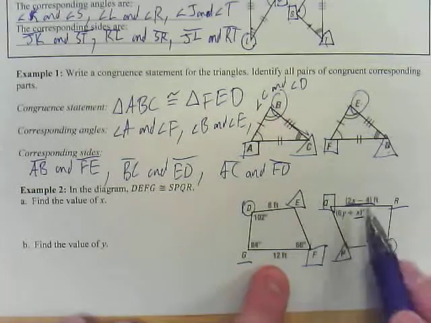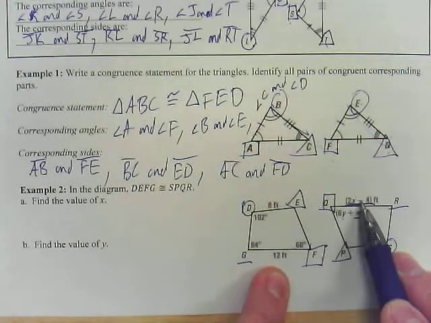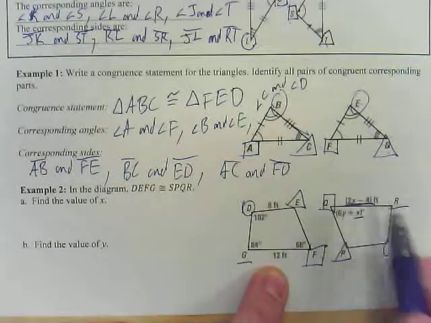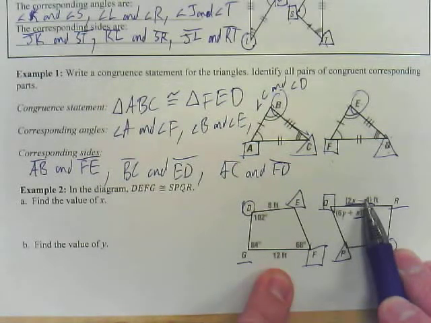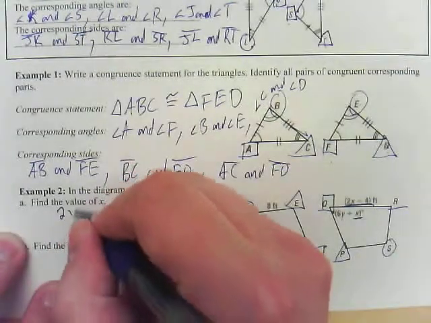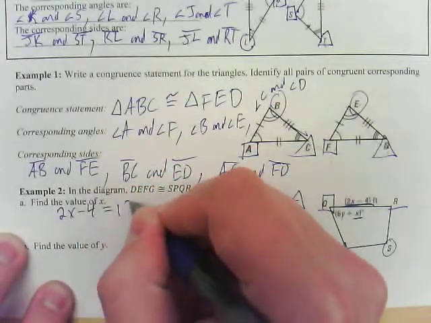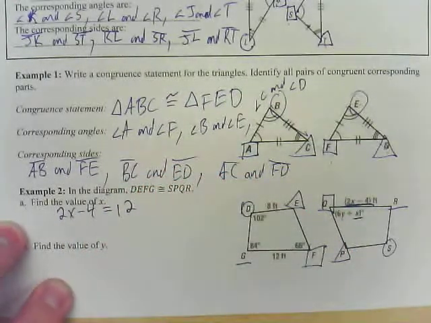So that means that these two pieces have to be the same as each other, because if these figures are congruent to each other, that means all the corresponding sides are the same and all the corresponding angles are the same. So this side is the same as this side, 12. So I can say then that 2x minus 4 is equal to 12. And then we can solve this for x.